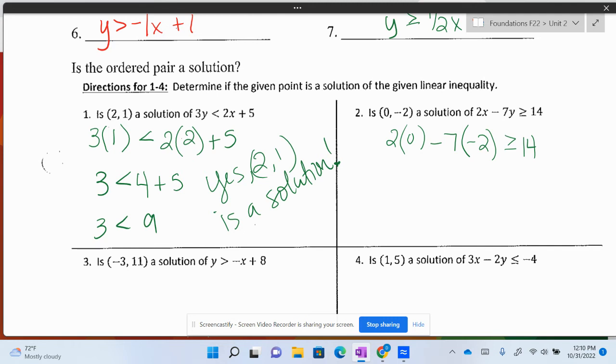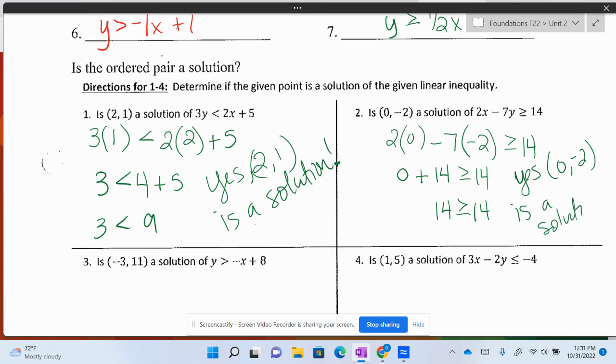Okay, so what's 2 times 0? 0. And what is a negative times a negative? Positive 14. Greater than or equal to 14. Well, is 14 greater than or equal to 14? Yes. So yes, the ordered pair (0, -2) is a solution.